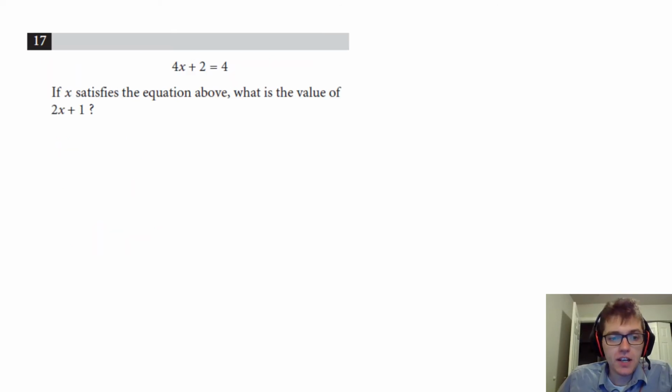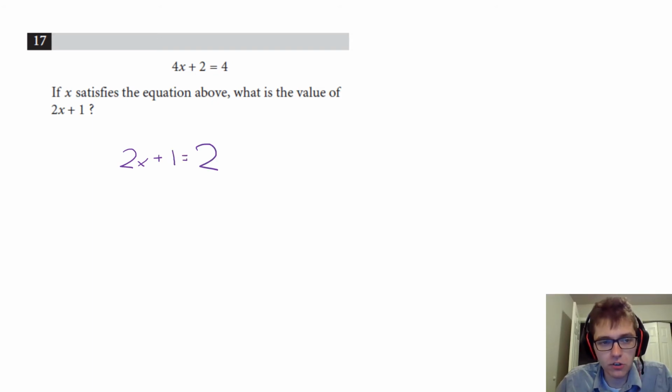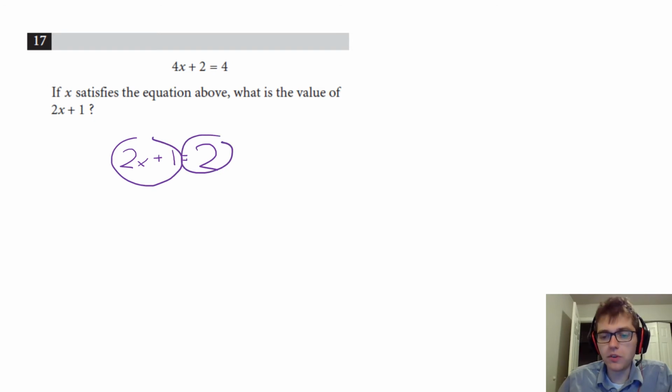Problem 17, if x satisfies the equation above, what is the value of 2x plus 1? When you look at the form of this equation, you can see that if you divide everything by 2, so 4x divided by 2 is 2x, 2 divided by 2 is 1, is equal to 4 divided by 2 is 2. So there's your answer. 2x plus 1 is equal to 2. 2 is what you fill in on your test.